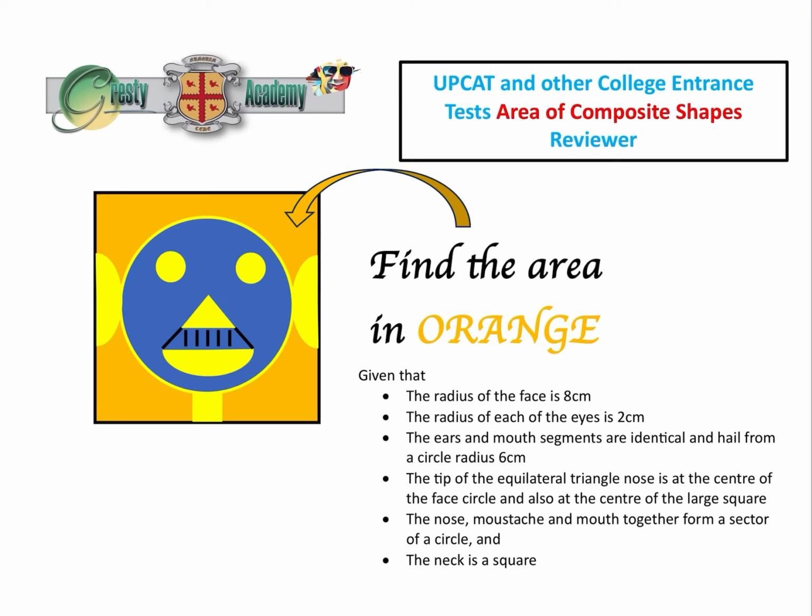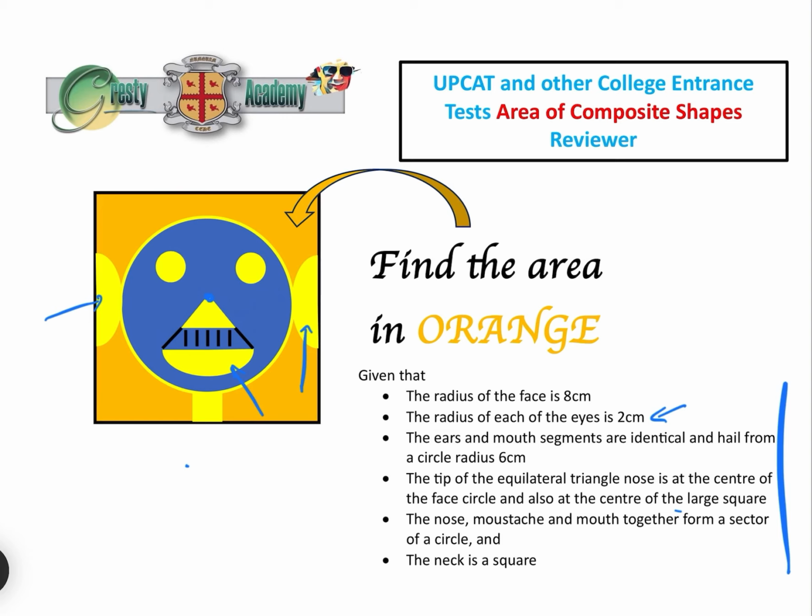Okay, so we're given a few of these things. The radius of the face is 8 centimetres, that's the blue face. The radius of each of the eyes is 2 centimetres. As we'll see, we don't actually need that, that's a red herring. The ear and mouth segments here and here are identical and hail from a circle of radius 6 centimetres. The tip of the equilateral triangle nose is at the centre of the face circle, so that means this is the centre of the blue circle, and it's also the centre of the large square.